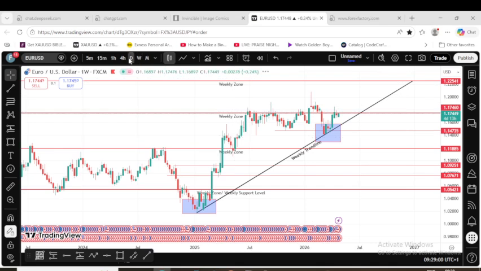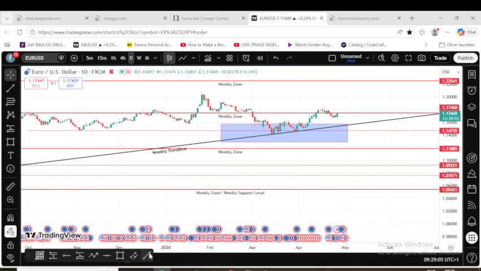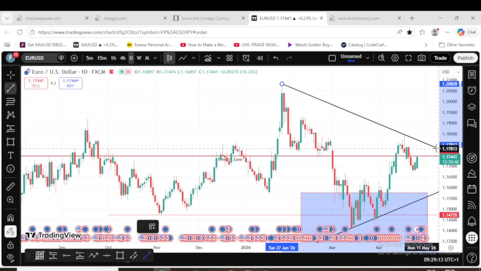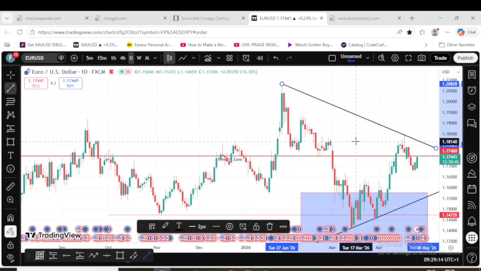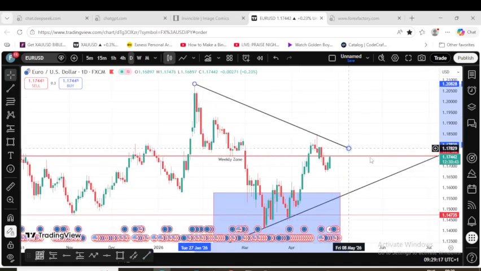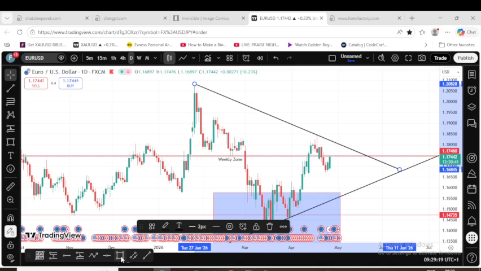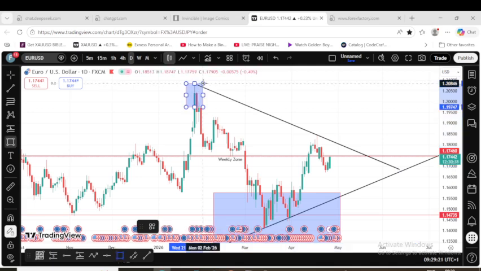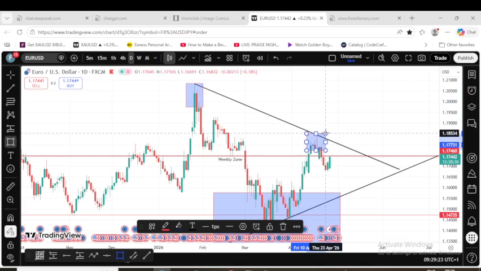This could also be two peaks. Let me go down to the daily time frame because I can actually see it on the daily time frame. Let me change the price system. Okay, so on the daily time frame, we have a bearish trend line like this. And this time we can see that it's drawn from two peaks instead of two troughs.